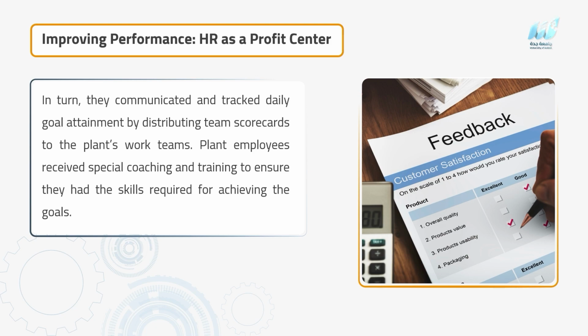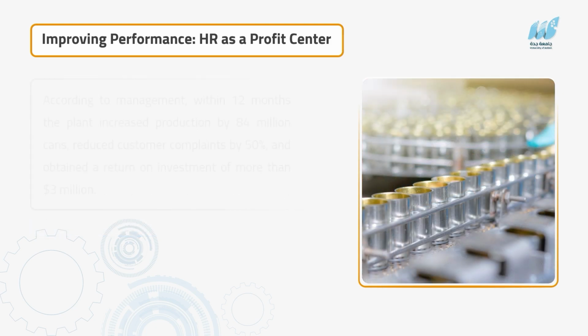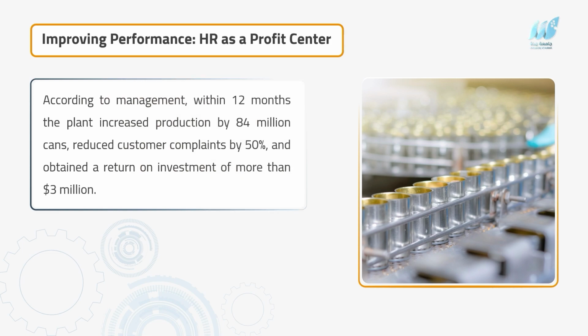Plant employees received special coaching and training to ensure they had the skills required for achieving the goals. According to management, within 12 months, the plant increased production by 84 million cans, reduced customer complaints by 50%, and obtained a return on investment of more than $3 million. Talk about it. Discussion. Explain what performance management behaviors the Ball program included.